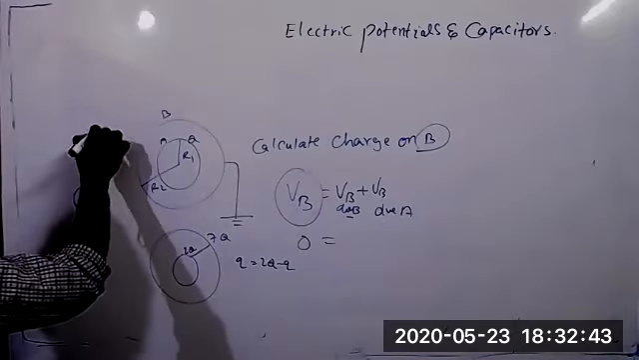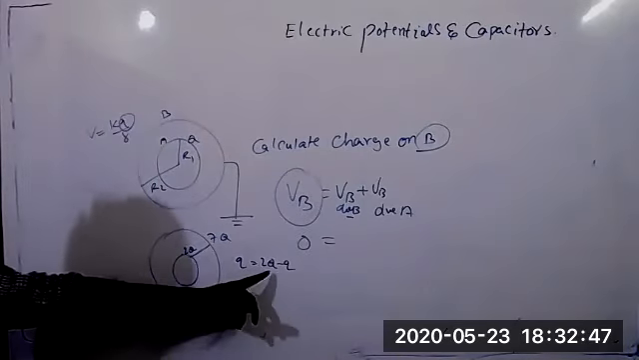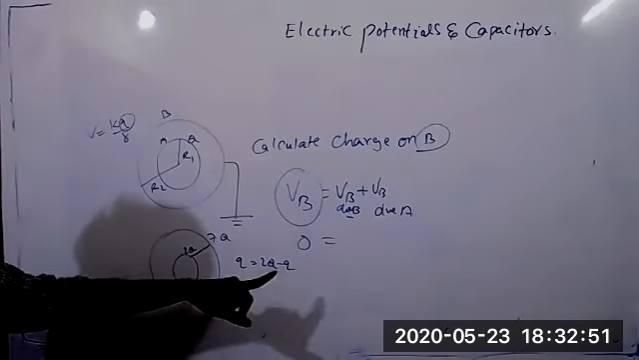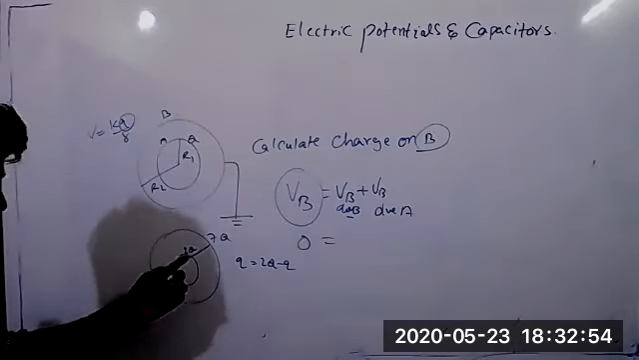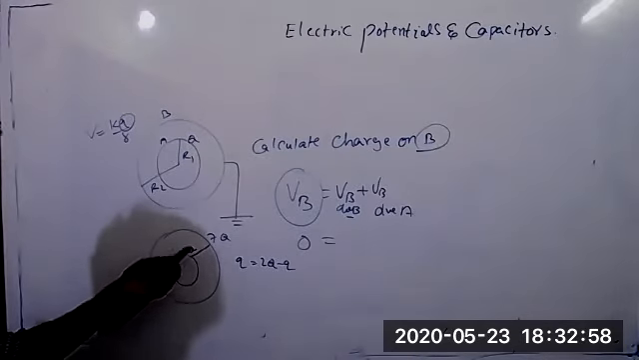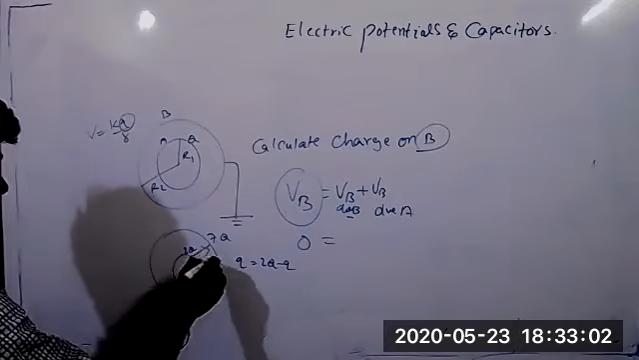Like V is equal to KQ by R we will write, no? In that place, one time you have to write 2Q minus Q. One time you have to write 7Q plus Q. Because whatever charges this shell is losing go outside; they cannot come inside.